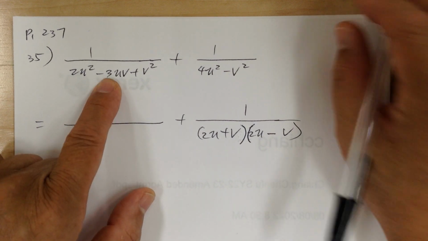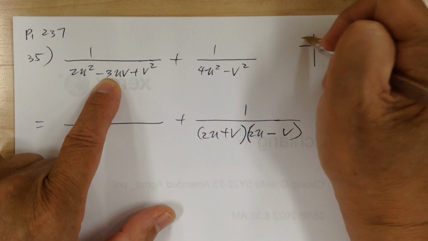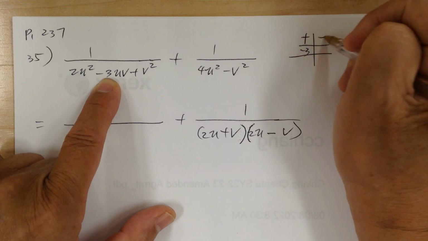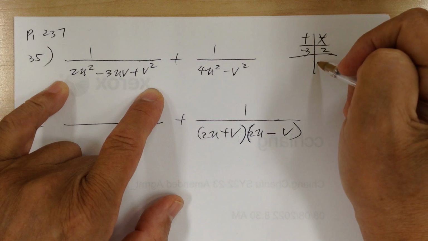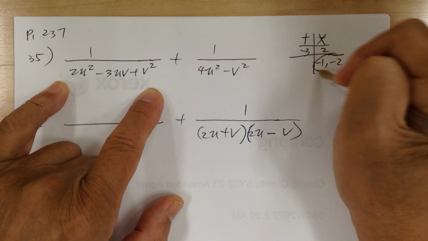So this will be step 4, master product. You need to add to get -3 and multiply to get 2. So you need -1 and -2. Okay?